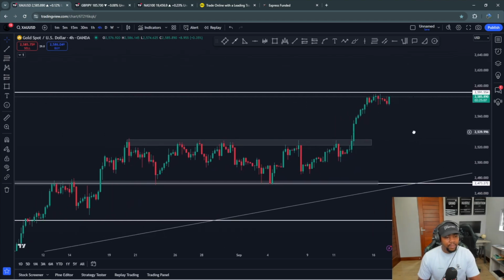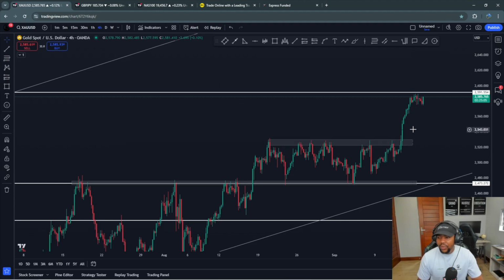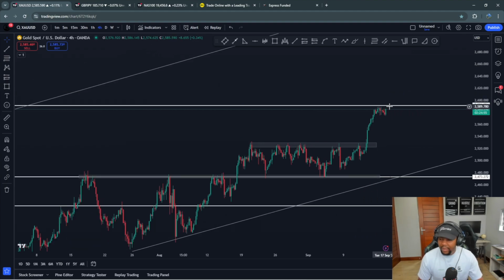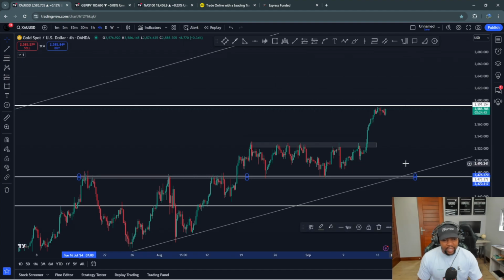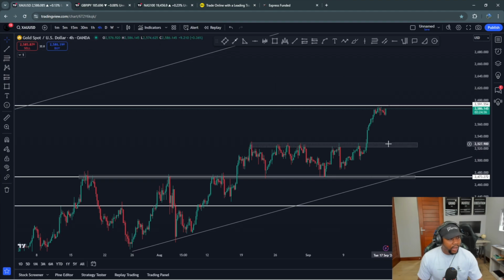Now I want to dive in deeper again to look for possible entries from what we've seen. Breaking above this structure can give us a possibility of continuation of buys, but failure to break this structure could have the market continue reversing towards the downside until we test this overall support over here, or it can also come back to test this immediate support that we have over here.